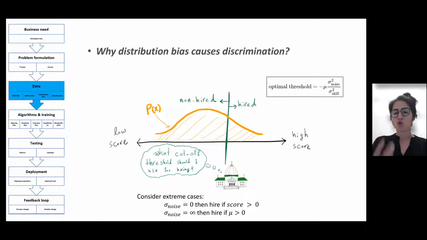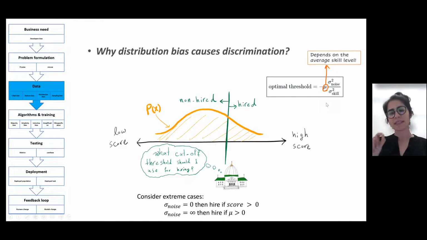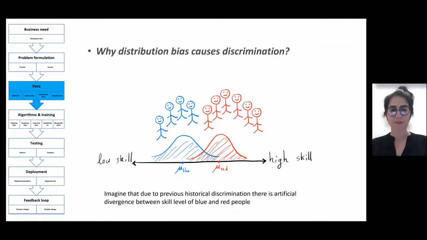In general, noise is something between 0 and infinite. If you write down the optimal threshold for the company in order to maximize the number of qualified people, it is this number. As you can see, this number is inversely correlated to the average skill level of the group. So let's see why this correlation can cause discrimination.